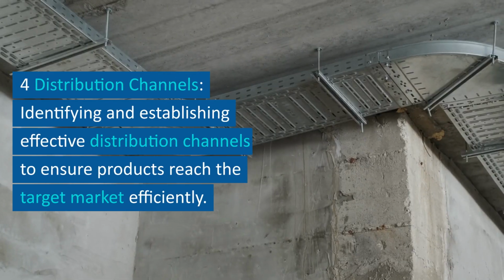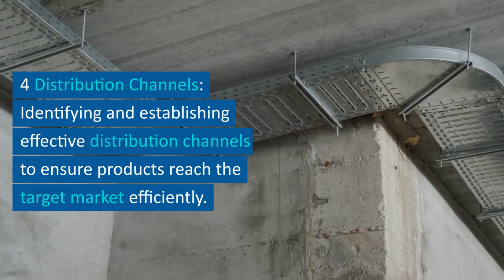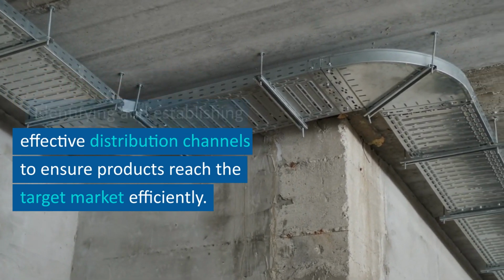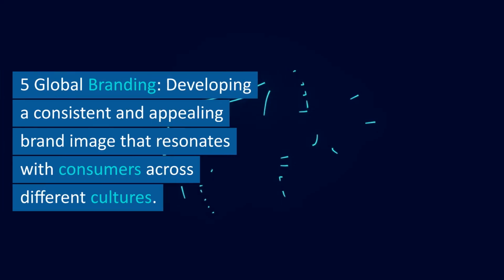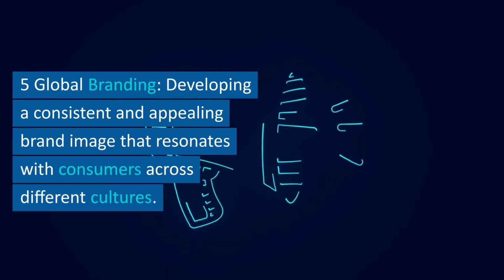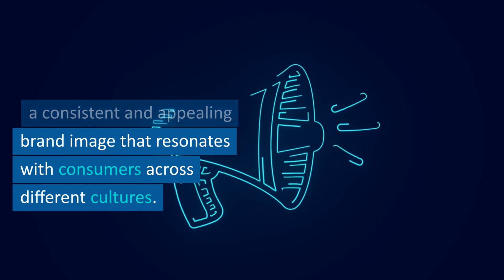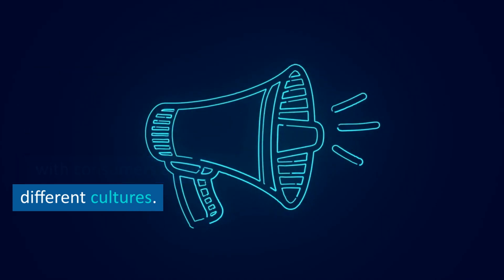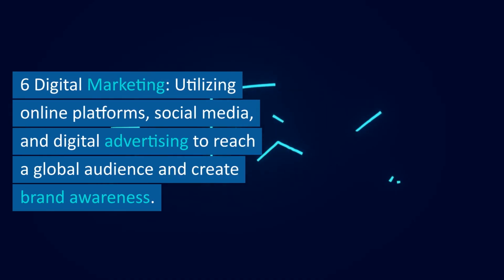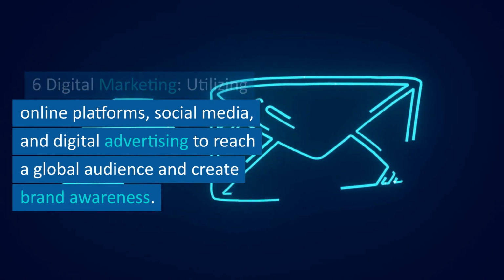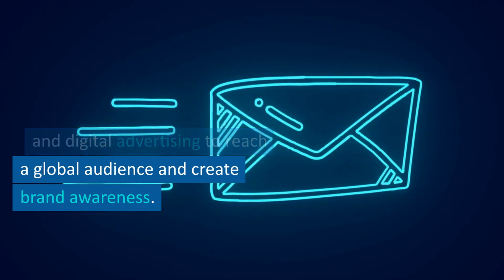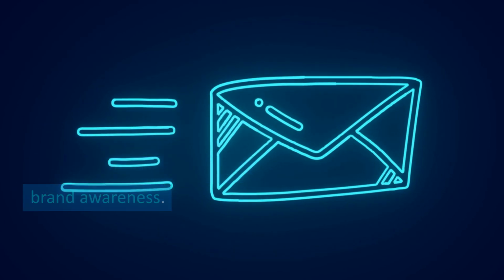4. Distribution channels. Identifying and establishing effective distribution channels to ensure products reach the target market efficiently. 5. Global branding. Developing a consistent and appealing brand image that resonates with consumers across different cultures. 6. Digital marketing. Utilizing online platforms, social media, and digital advertising to reach a global audience and create brand awareness.